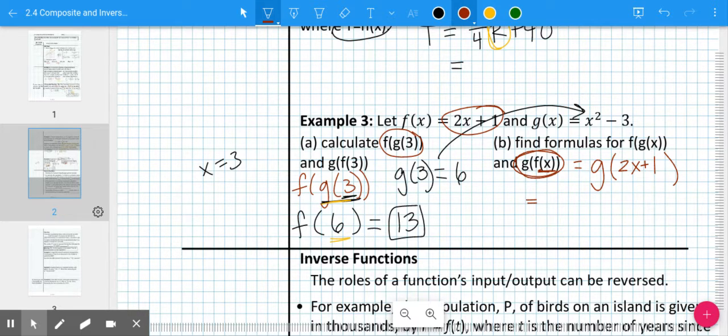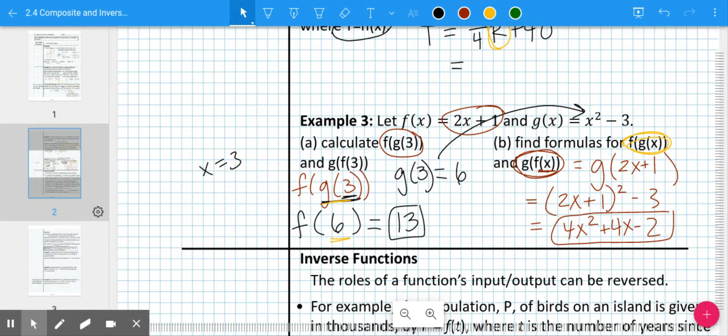So we go to g. G says take your input and square it. So we input 2x plus 1 and square it, and then subtract 3. And I'm just going to go ahead and FOIL this out and simplify, and I should get an answer of, at the end, 4x squared plus 4x minus 2. You can pause to make sure you can get there. I am skipping some steps. I'd like you guys to go ahead and do this for the second one. Go ahead and do f of g of 3 and type in your final simplified answer.